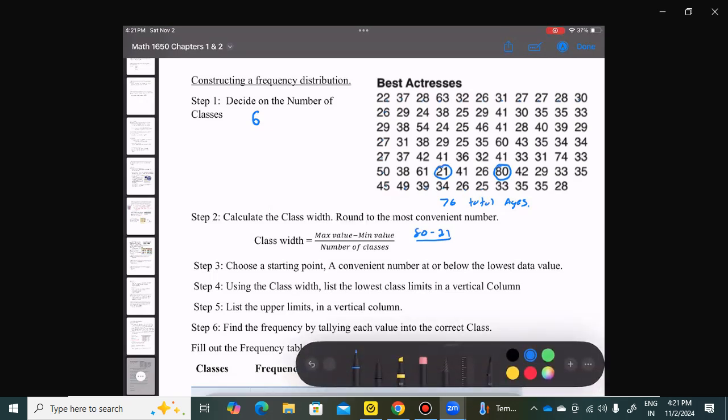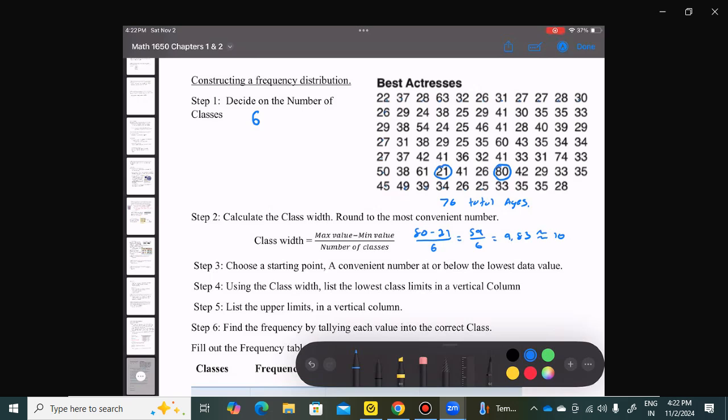And there's kind of an adjustment we may make when we do this. So 80 minus 21 is 59, over 6 is 9.83. So we're going to round up to 10. 10 is going to be our class width. So if 6 is giving us 10, close to 10, we're going to want to go with it.